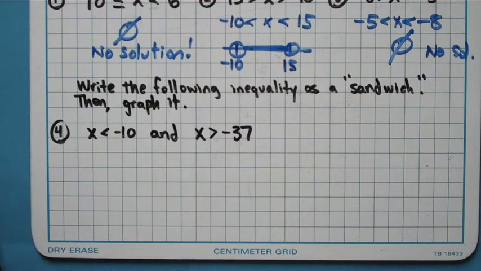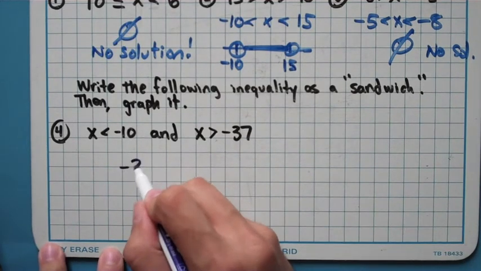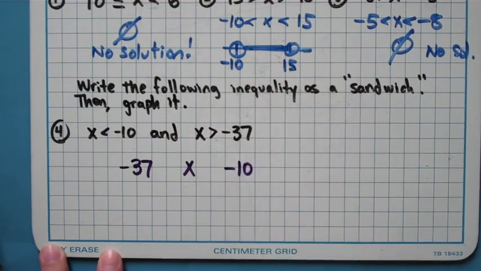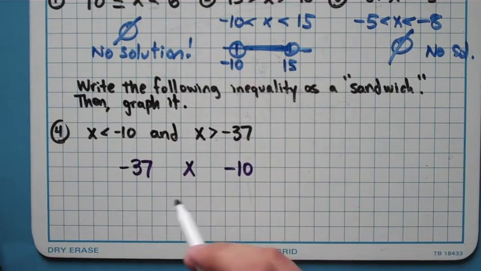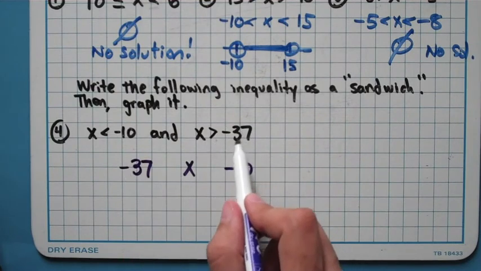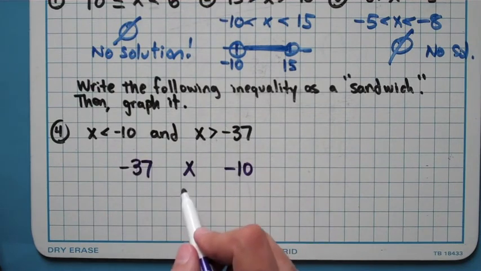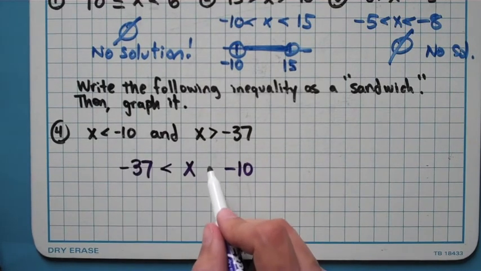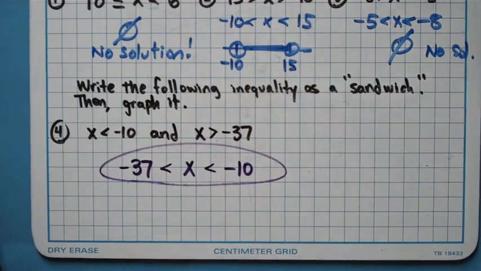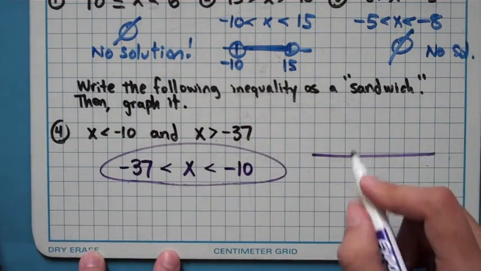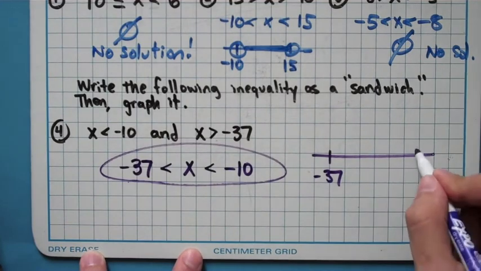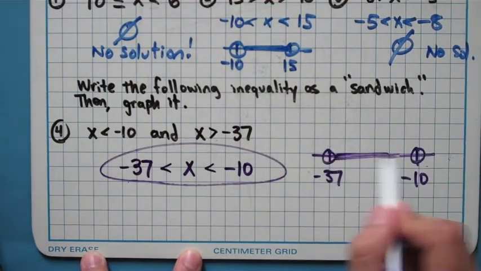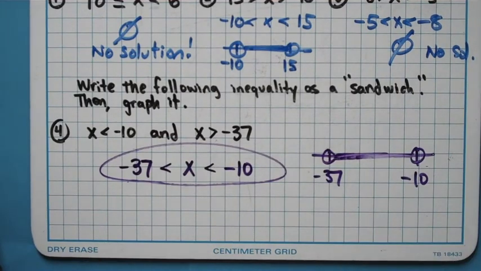So what I'm going to do here is take my numbers, put the smallest on the left, x in the middle, and the biggest on the right, and I'm going to make my alligators go where they're supposed to go and hope that it makes sense. So I put the smallest number over there, biggest number over here, x in the middle. Let's see, this alligator is supposed to eat the x, this alligator is supposed to eat the -10, and lucky for us, that does make sense. So a quick graph right here, we got -37, we got -10, we want to shade open circles, shade in between, and sandwiches you shade in between the two numbers, and we are done.